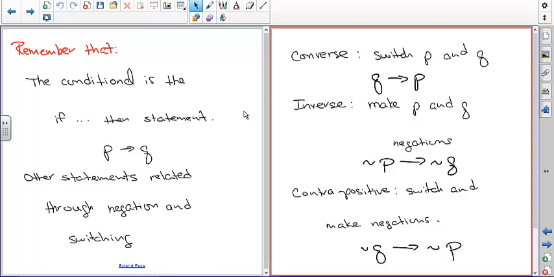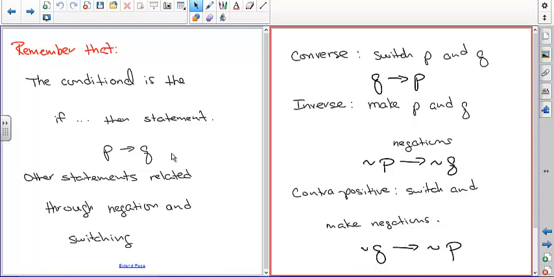And the final additional variety of this is you change the statements to the negation and you switch the order, and that's called the contrapositive. So if not Q, then not P.